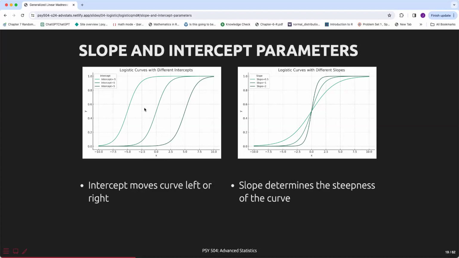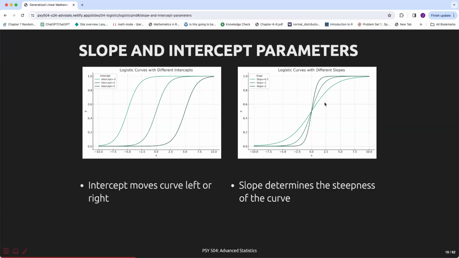And to draw some comparisons to a linear model, the intercept within a logistic model is basically the value of y when all the predictors are 0. Again, to draw some correlation with linear models here. But the intercept determines where it falls on this x-axis here.